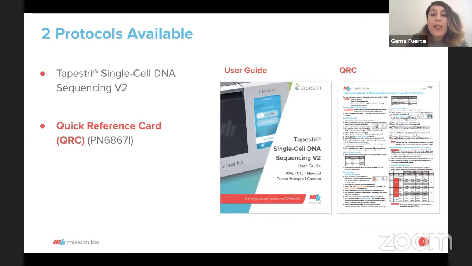Before I start, just telling you we have 2 different protocols available for this assay. All of these protocols are available on our website. I'll give you the link at the end. We have a long protocol, a long user guide with all the details you require to know about the Tapestri platform, how you prepare your cells in suspension, troubleshooting guides, pictures. It is very comprehensive and longer. And we also have a quick reference card or short protocol that is very handy for people who have already run the assay, or people who don't want to carry such a big user guide to the lab with all the essential details anyway to run the assay for the Tapestri platform. Both of them are available on the website.